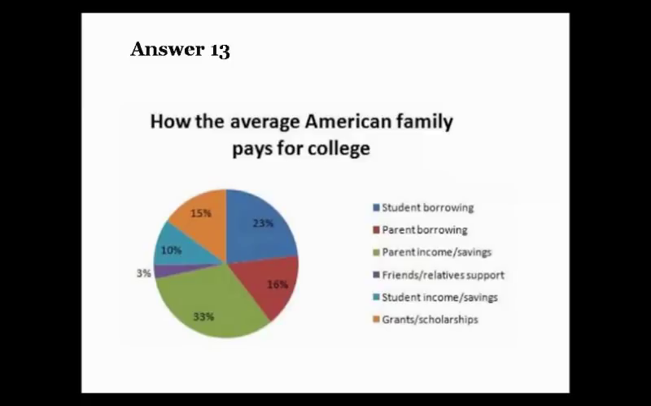According to the graph, for the rest of the categories, the numbers are ranging from 10% to 23%. Last but not least, the rest categories include student borrowing, parent borrowing, student income or saving, and grants or scholarships. In conclusion, most American families pay for college by saving and borrowing.